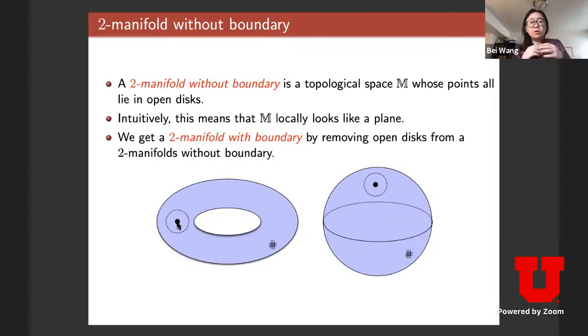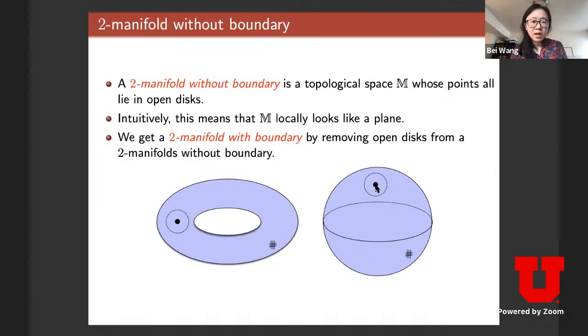And on the right-hand side, this is a sphere. If you are a person standing on this, let's say this is the surface of the Earth, and you look locally at the area where you can see, you believe you are on a plane and the Earth is flat, because locally it looks two-dimensional, right? A plane is two-dimensional, R2. So it looks like a plane. That's why it's a two-manifold, because locally it looks like R2.